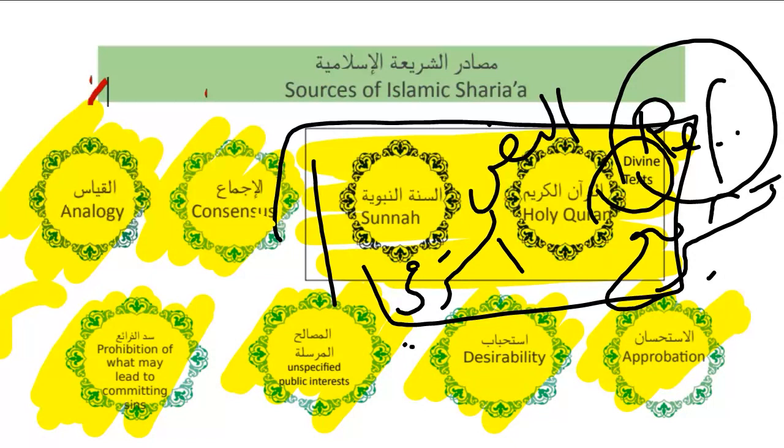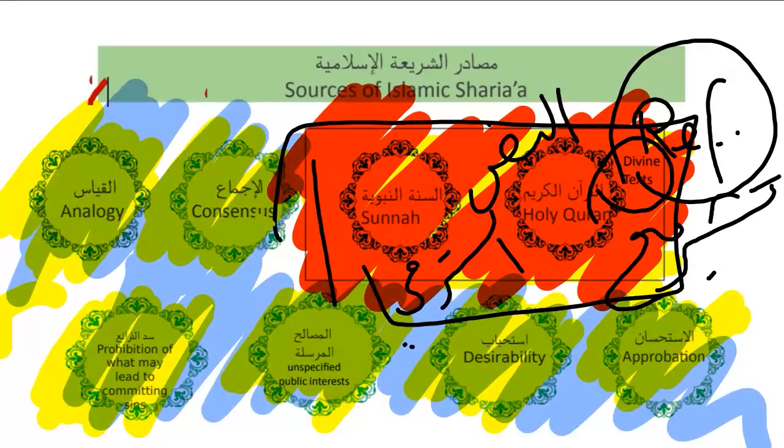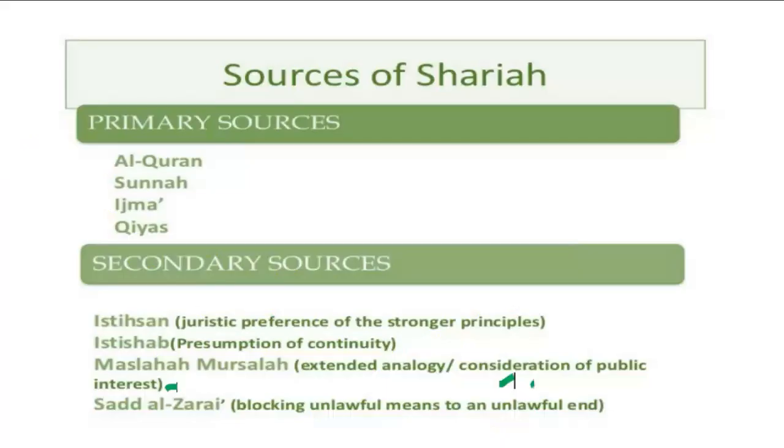هذا الأصل. Primary, الأولية, التشريع, the reference, النص. And these are the secondary, which come second. Clear, Banati? So, primary sources, عندكم القرآن and the Sunnah.